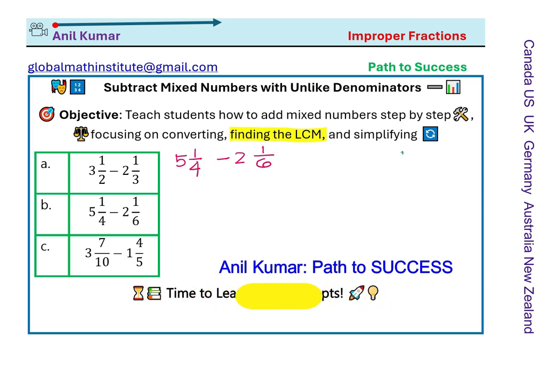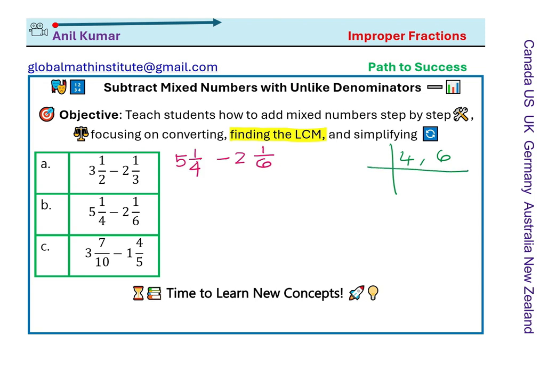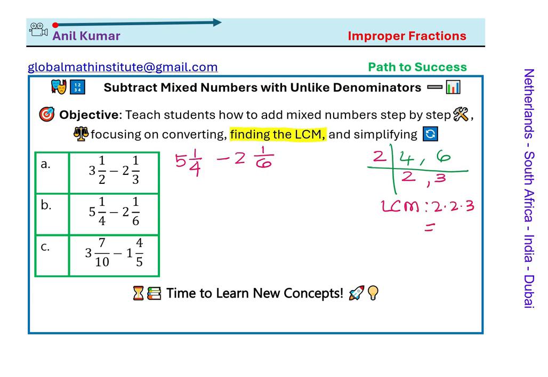You can also use this ladder kind of division method, which can help you to factor out the common factors. For example, here we could divide by 2, correct? And therefore, we have the LCM as 2 times 2 times 3, which is 4 times 3, is 12. So we have to make the common denominator 12, correct? But before that, we will again convert this to improper fractions.